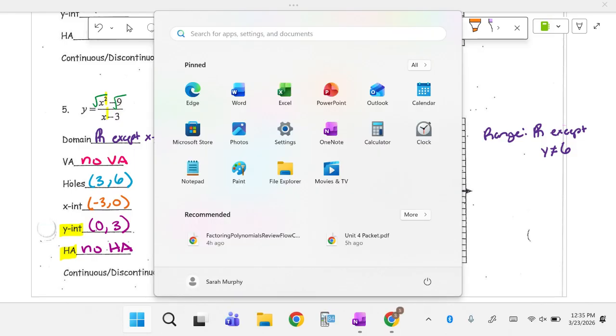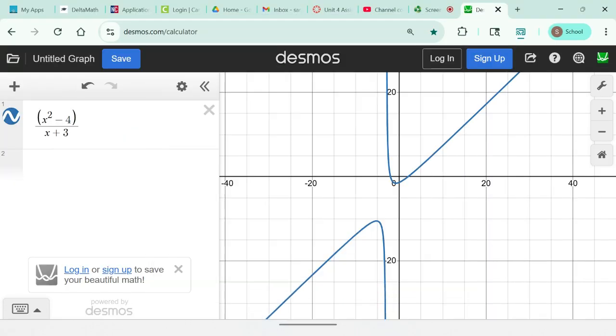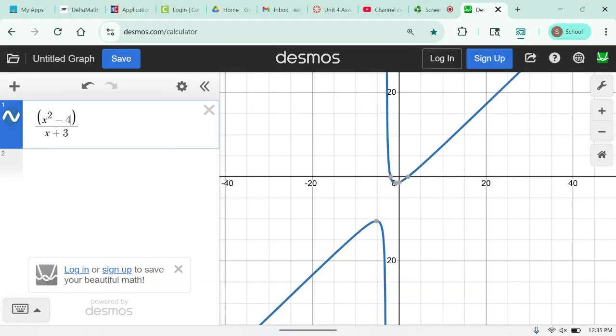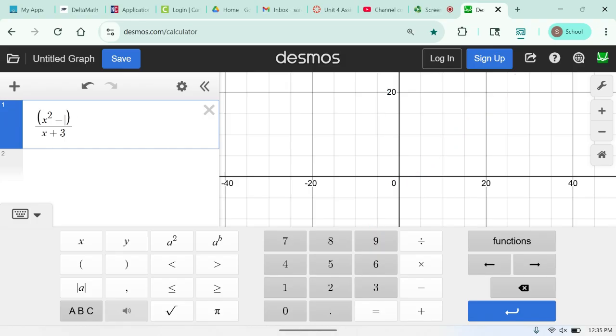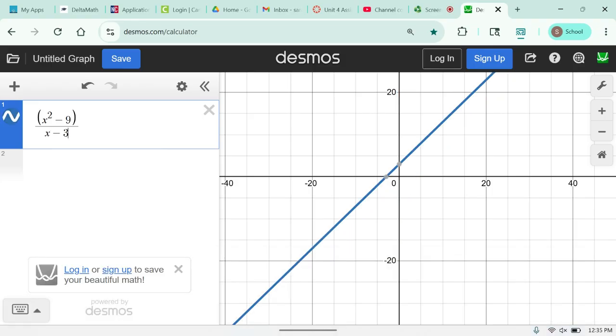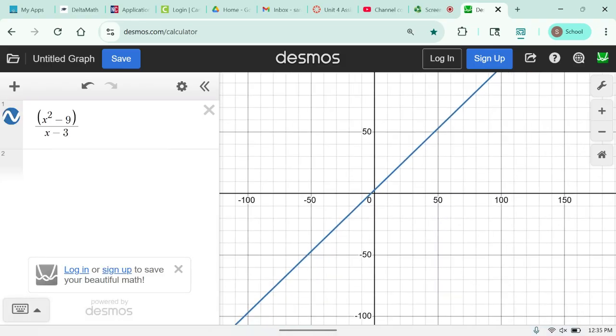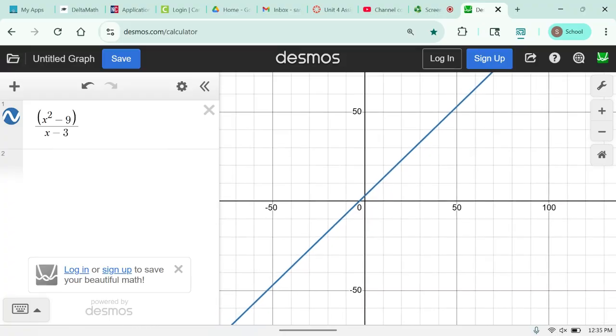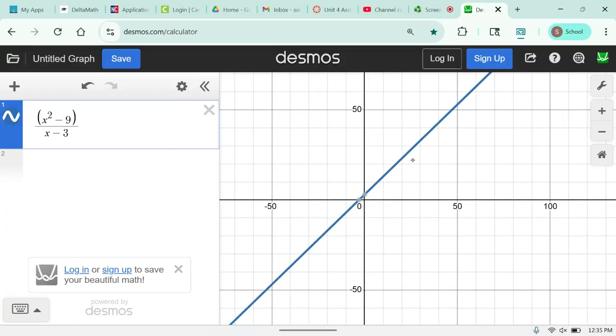Now, before we graph, let's go to Desmos and check our work. So I have x squared minus 9 all over x minus 3. It actually turned out to be a linear graph. The y-intercept is at 3. The x-intercept is at negative 3. So we were right on those fronts.